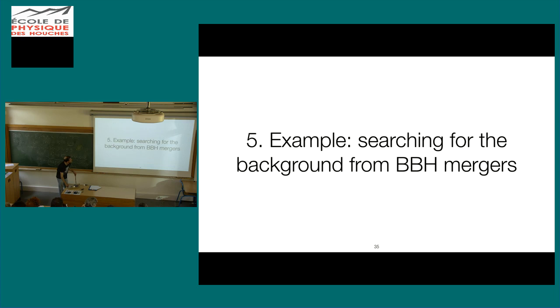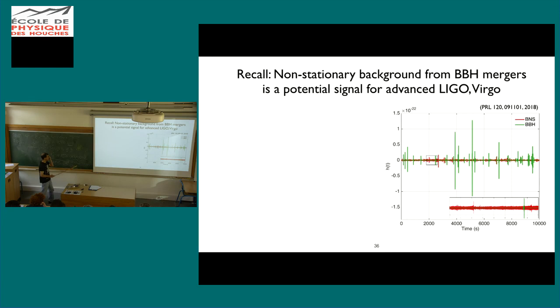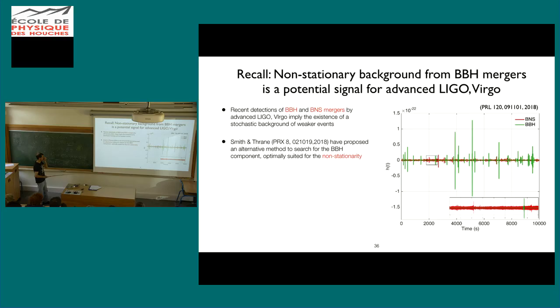Okay, so let me conclude then with the example of how one can search for the background from binary black hole mergers, and we'll use this idea to do that. Now recall from last time that we expect, using Advanced LIGO, to be able to see a signal from binary black hole mergers throughout the universe. That signal is highly non-stationary, as the signal duration is short compared to the average separation between the signals. Smith and Thrane, in this particular paper, have proposed a method that one can use to search for this signal from binary black hole mergers, which is optimally suited for the non-stationarity of the signal.